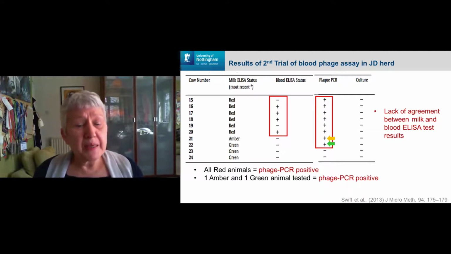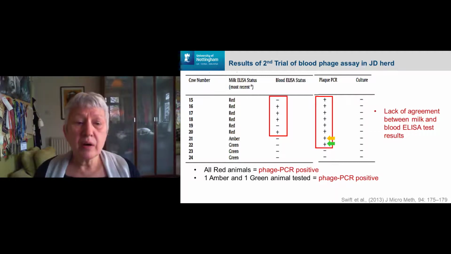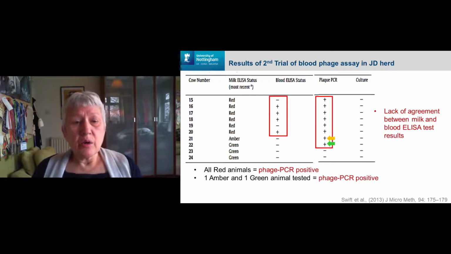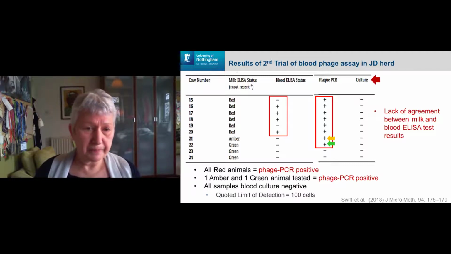When we did the phage PCR, though, again, encouragingly, all of our red animals were red. And interestingly, this time, one of the amber animals and one of the green animals also gave a positive test result. So we were getting to the point where we kept on seeing this discrepancy between antibody-based results and quite a lot of positives, even in negative animals, with the phage test results.